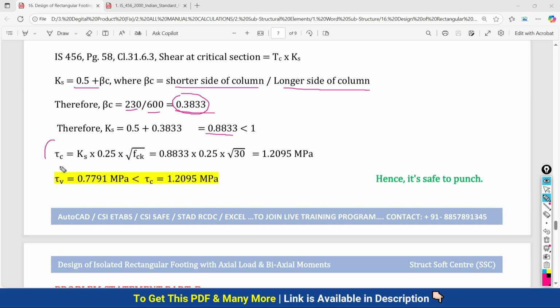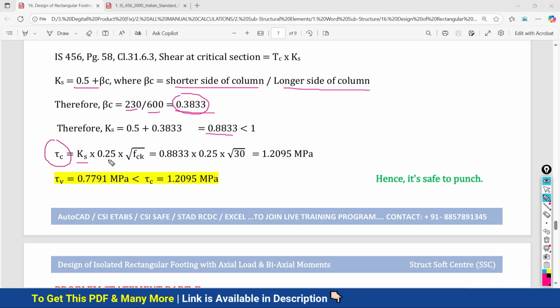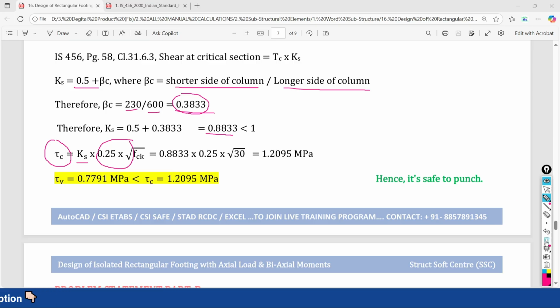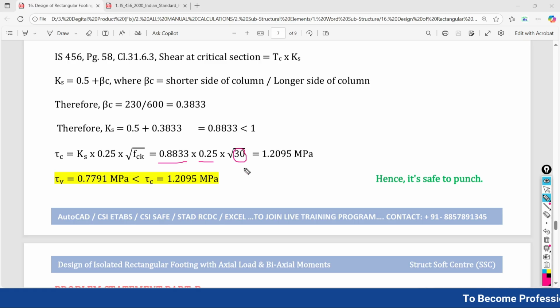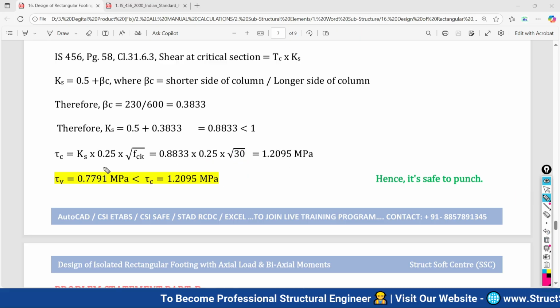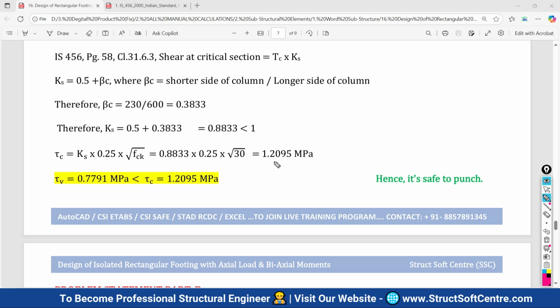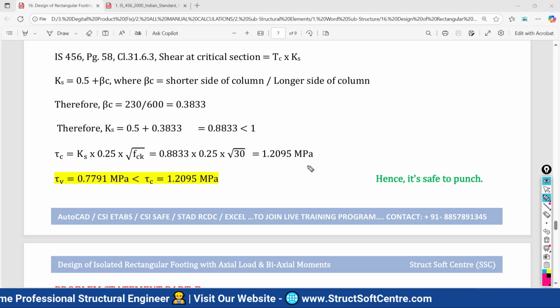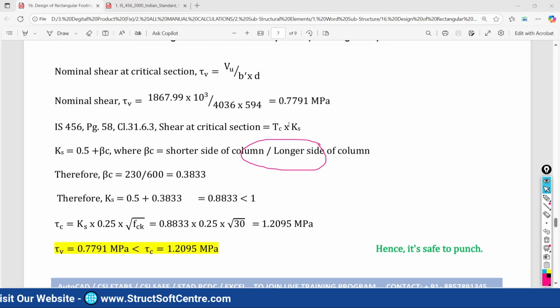Now finally tau C will be equal to Ks into 0.25 under root of fck. It is nothing but your critical shear value. So 0.833 multiplied by 0.25 under root of fck, our grade of concrete is what? 30. That's why we are going to put the characteristic strength of our proposed concrete here. Now finally we are getting the value of tau C as 1.2095 MPa.